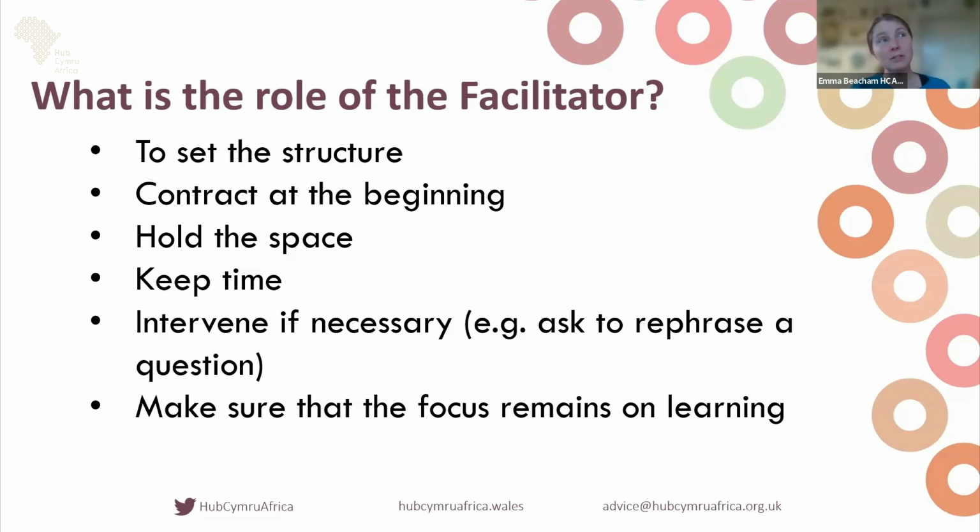But the idea is that the set can become self-facilitating. Once you're familiar with that structure and process, you can build the confidence to take it in turns to be the facilitator, and then you can keep it going. It's also a tool that you can use in your own organisation as well.